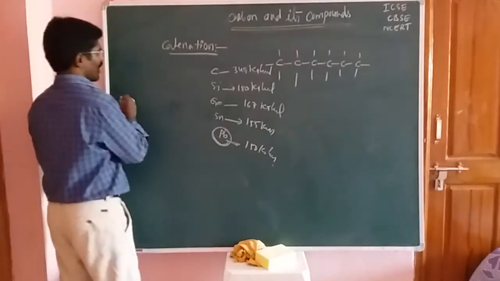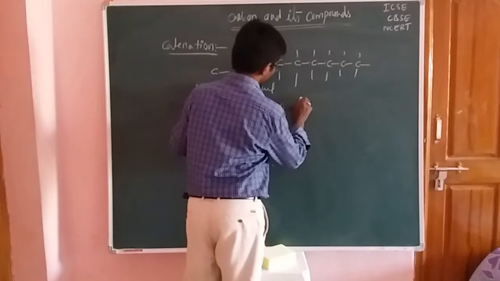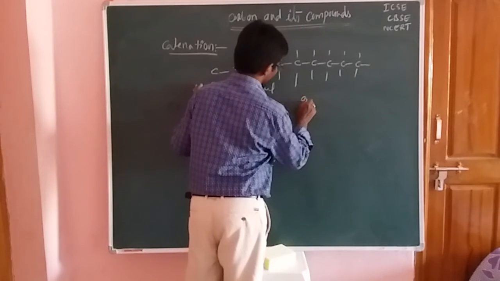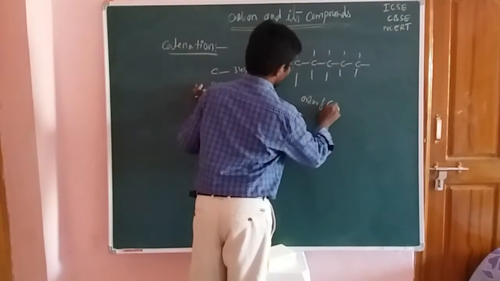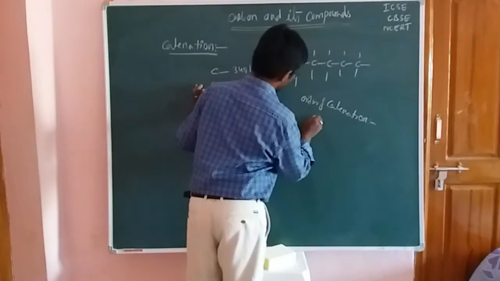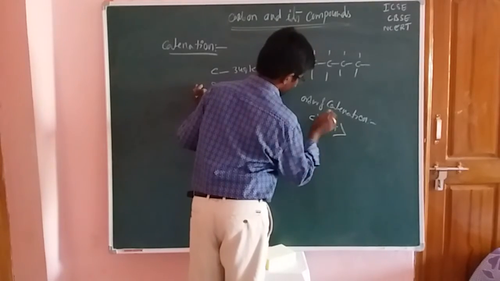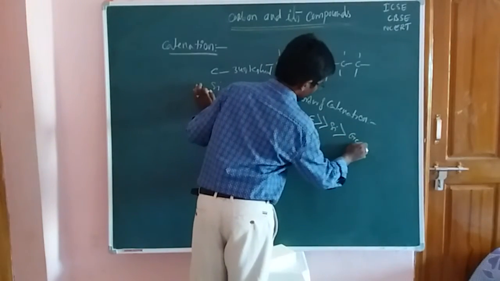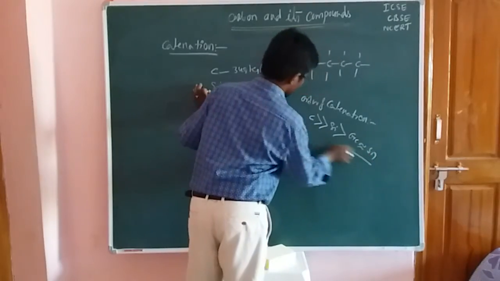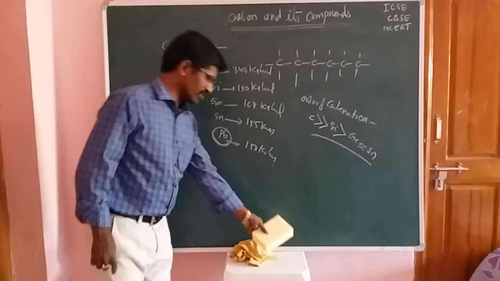Now the order of catenation property: carbon has the greatest catenation, then silicon, then germanium, and tin. So these are the catenation properties. Okay, students, and now it is over.